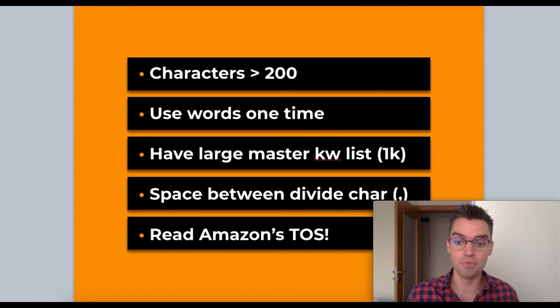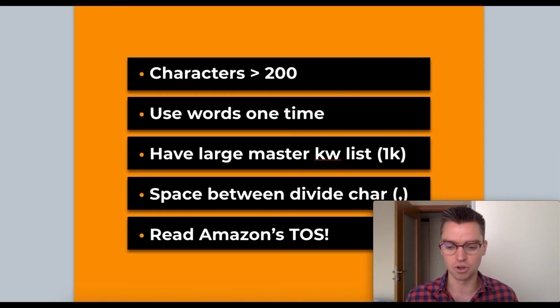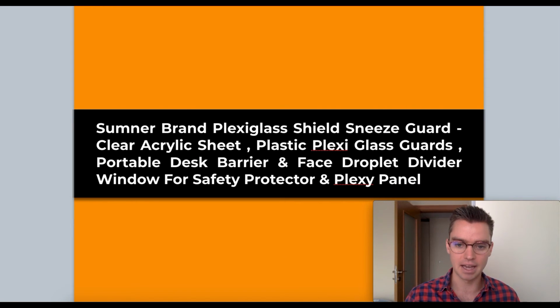Number 4, that I didn't mention, is have a space in between dividing characters. Okay, so as you saw, if I can go back here, you saw that I use commas in my title. You see that I have a space before and after the comma. And this is a tip that was given to me by Troy Johnston of the Seller Tools team, so I want to give him credit for this. And I like it a lot, and I've used it for my own strategy.